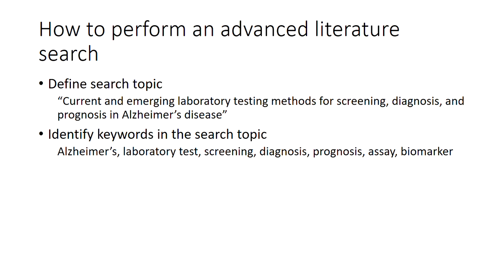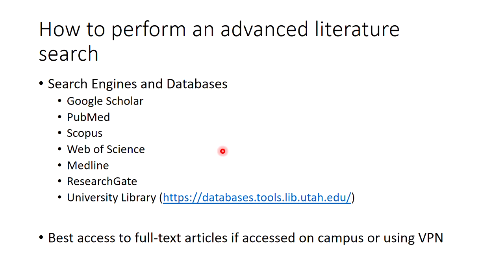So the first thing I'm going to do is figure out the keywords in my topic. I think the main keyword here is Alzheimer's because I don't really care about any of these other things for other diseases. So I want Alzheimer's in there, laboratory test, screening, diagnosis, and prognosis. Probably have to search for each of these separately. And then assay, biomarker, because assays test biomarkers. So this one isn't in there, but it's relevant. So this would be what my keywords would be for a search topic that I've come up with. And then I would look at my search engines and databases.